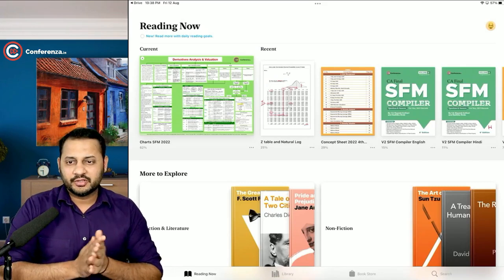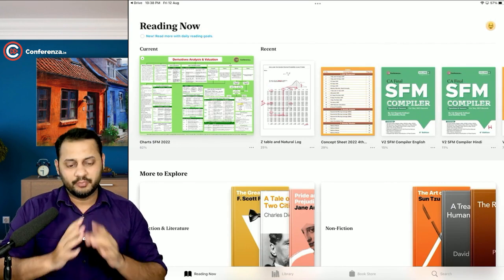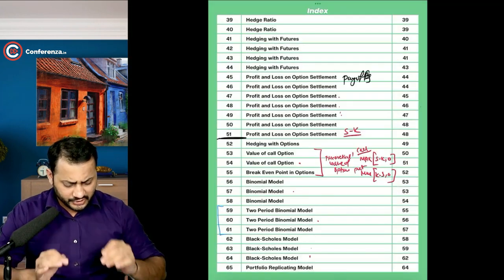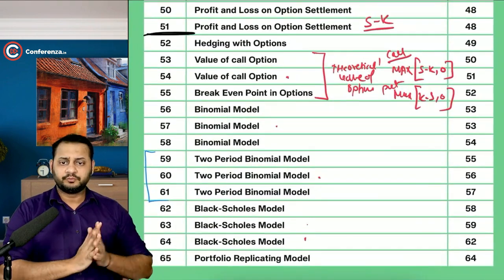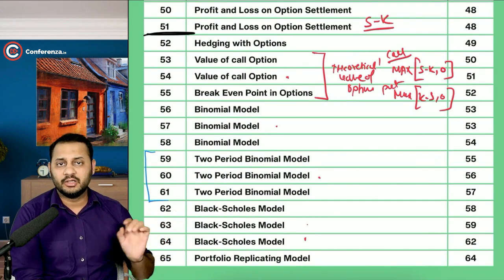So welcome back everyone after this break, and now is the time to discuss and solve the questions related to the Black and Scholes model. Just have a look. Only 3 questions are there on the Black and Scholes model. First thing, this is a formula based question.